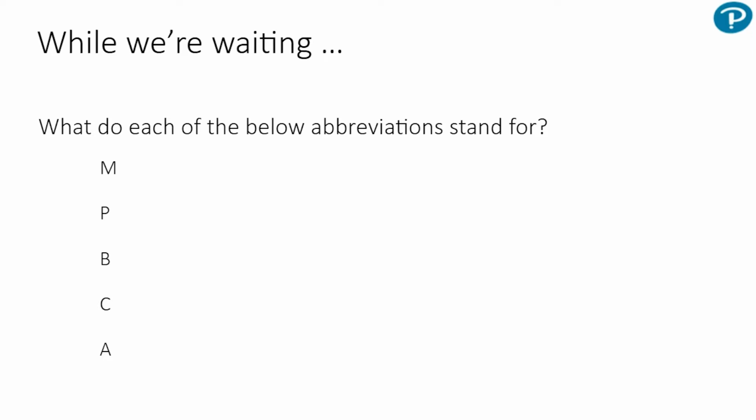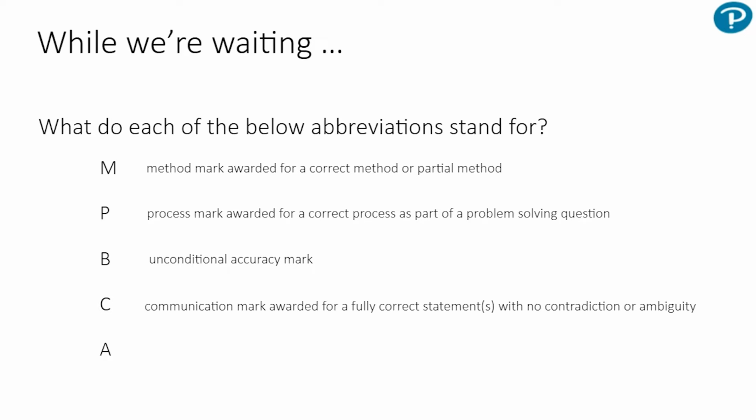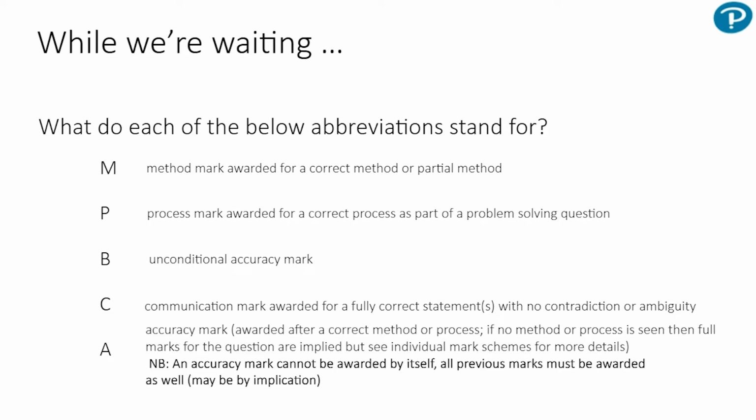The method mark is awarded for correct method or partial method. The P is a process mark. We got B, which is an unconditional accuracy mark. C, which was a communication, and then the A is the accuracy mark. I put that on there just while we were waiting for everybody to join us.